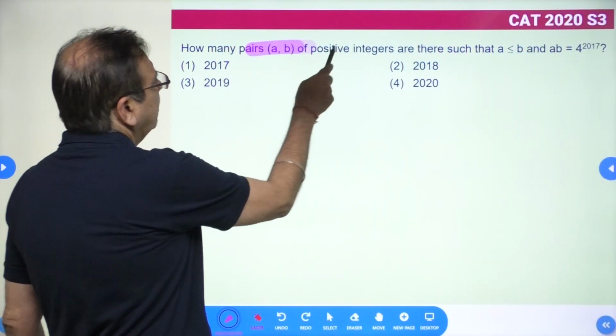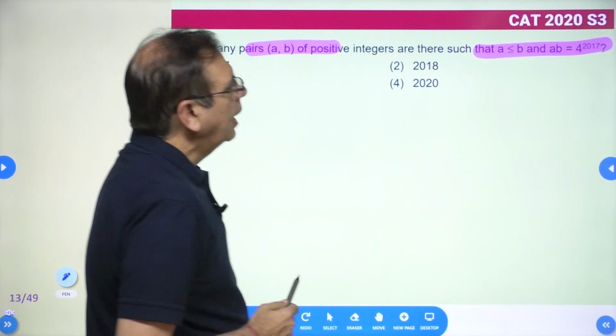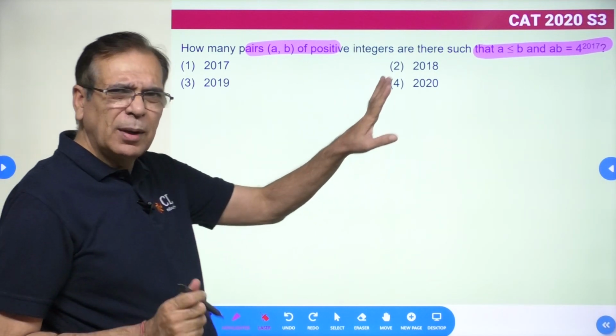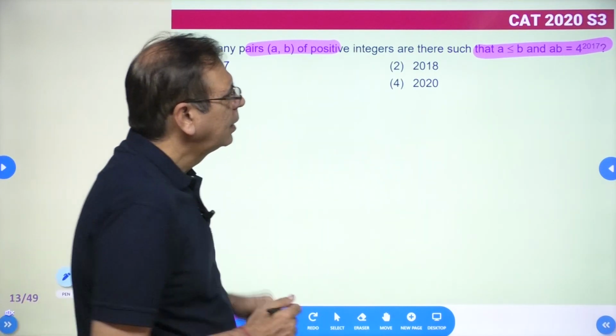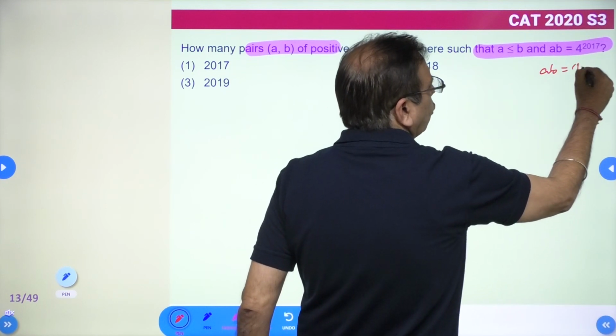How many pairs A, B of positive integers are there so that A is less than or equal to B and AB is equal to 4 to the power 2017? Now, before doing this question, let us take a simple example. Okay, let me say AB is equal to 4 square.